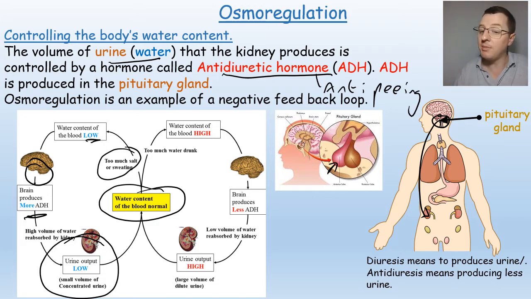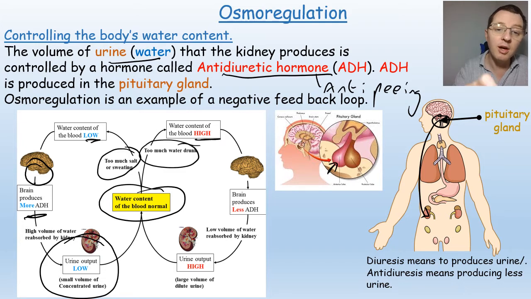But there is an opposite mechanism as well. Perhaps you've drunk too much water, so now the water content of the blood is too high. Again, the osmoreceptors within the hypothalamus will recognize this by measuring the salt concentrations, and then they will produce less ADH or even no ADH.